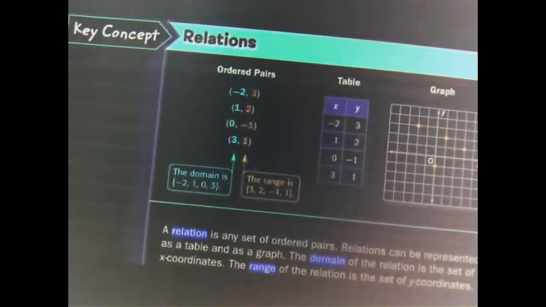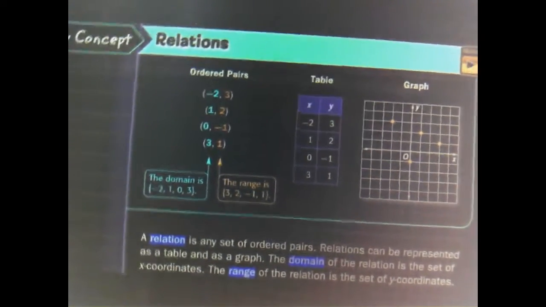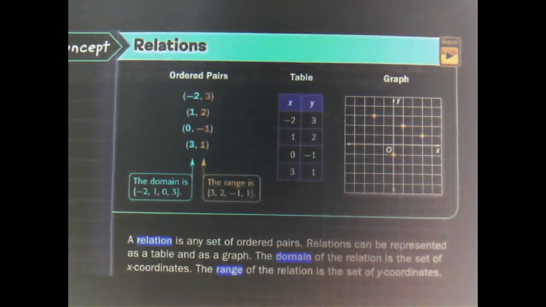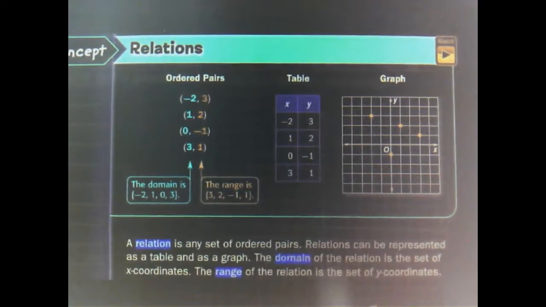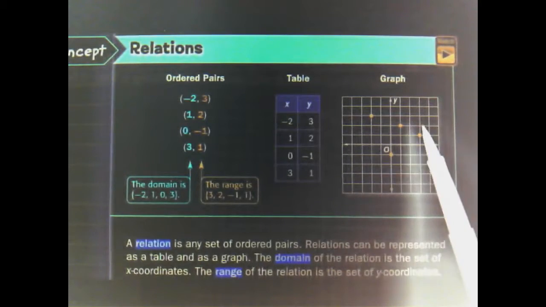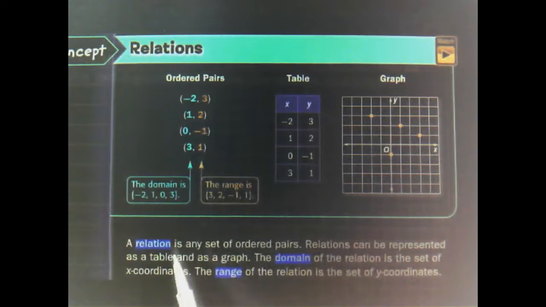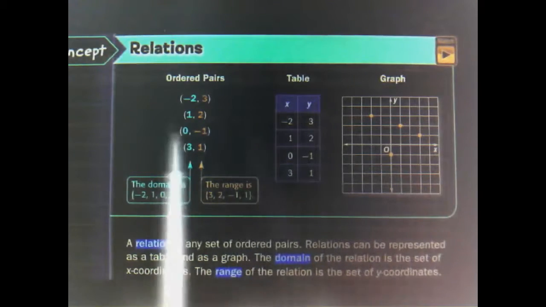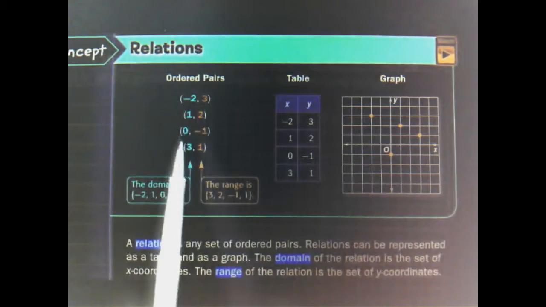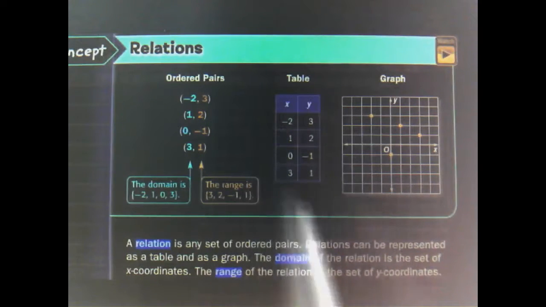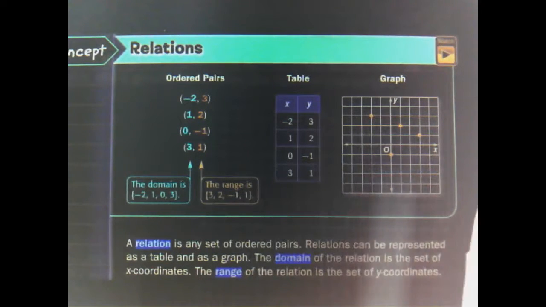So our key concept for today in our unit about relations is a relation. So a relation is any set of ordered pairs. Relations can be represented as a table, which we see right up here, as a graph, which we see over here, or as a set of ordered pairs. Okay, because that's what it started with. A set of ordered pairs right here are our set of ordered pairs. We put them into a table, and then we put them on the graph as x's and y's.